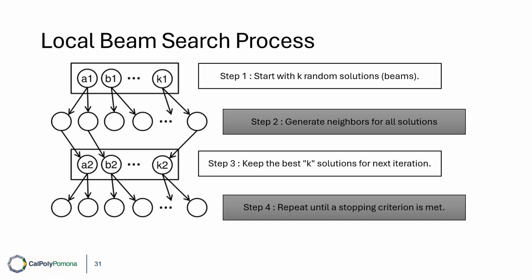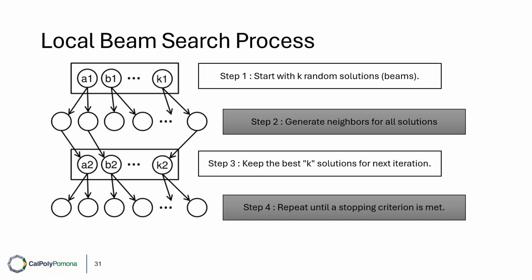Let's break this process down step by step. In the top row, we have K initial solutions labeled A1, B1 to K1. These represent the starting points of our search process. These initial solutions can be generated either randomly or heuristically, depending on the problem we are trying to solve. For example, in the traveling salesman problem, these could be random routes connecting all the cities.